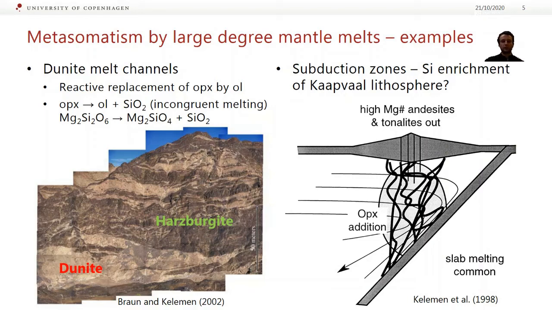So this is just a picture from the Oman ophiolites, and you can see the dunites in the bottom left are these kind of light bands, and the depleted harzburgite is the background rock, that dark color. We also might see it at subduction zones. An example we're going to talk about later is silica enrichment in the cratonic lithosphere, and I think one of the groups did a presentation on this.